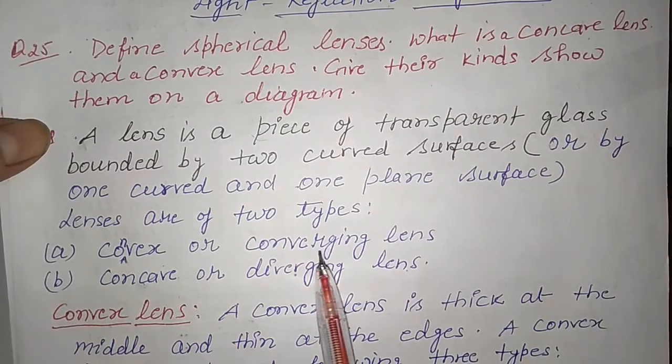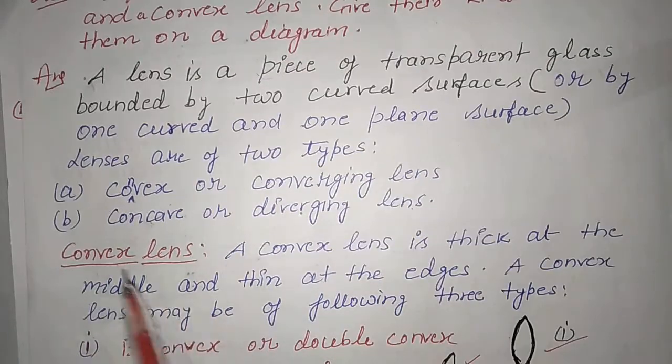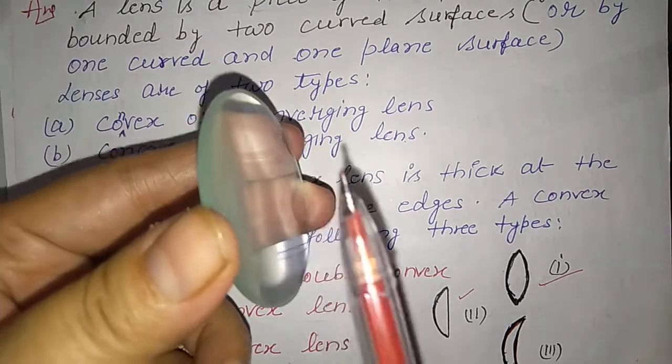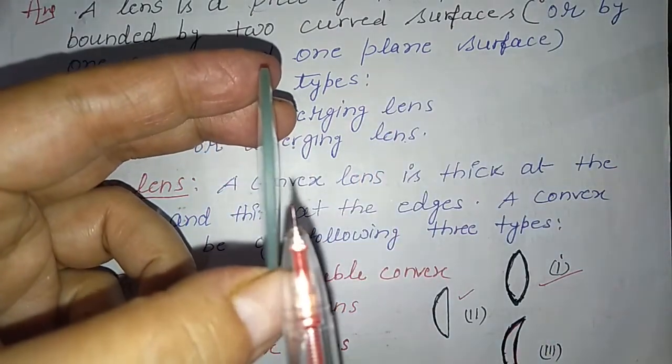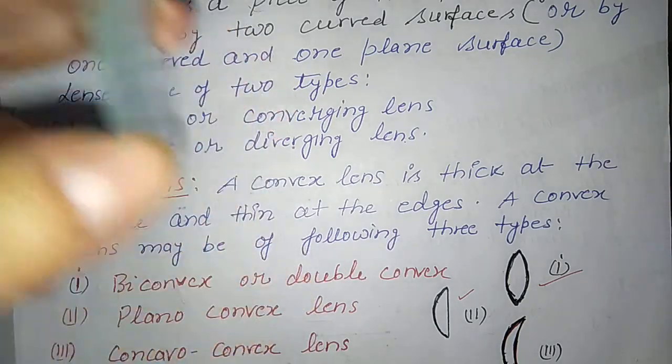One is convex, called a converging lens. The other is concave, known as a diverging lens. One is a convex lens. A convex lens is thick at the center. If we see, this is thick. We can see the center from here. So it is thick at the center and thin at the edges.